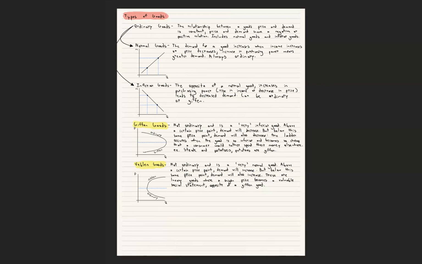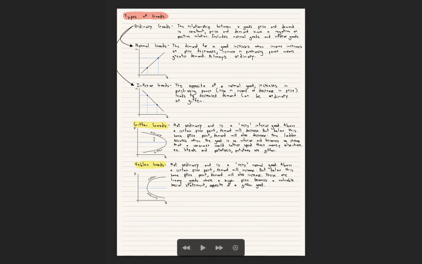Normal goods: the demand for a good increases when income increases or price decreases. It also increases with purchasing power, where greater purchasing power means greater demand, and it is always ordinary. Inferior goods, the opposite of a normal good: increases in purchasing power, a rise in income, or a decrease in price lead to decreased demand, and this can be ordinary or Giffen.